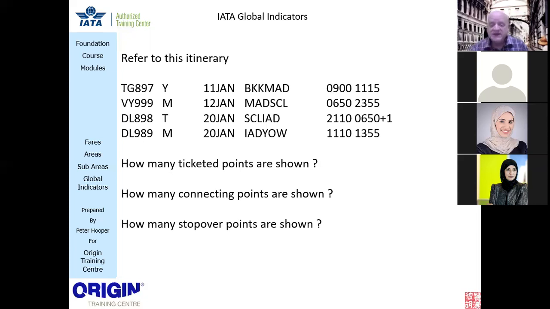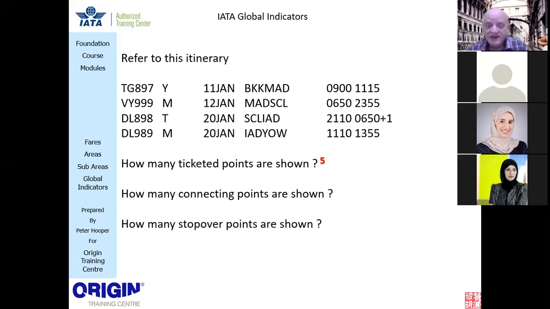So again, how many ticketed points are shown? 5. We've got Bangkok, Madrid, Santiago de Chile, Washington. How many connecting points? Now this time, there's no X's to help you. Give me the definition of something that is not a stopover. Less than 24 hours. So if I arrive and leave at a city and it's less than 24 hours, it's a connecting flight.